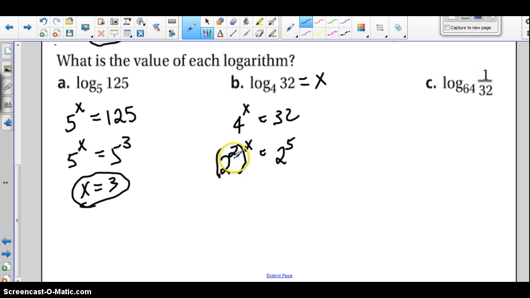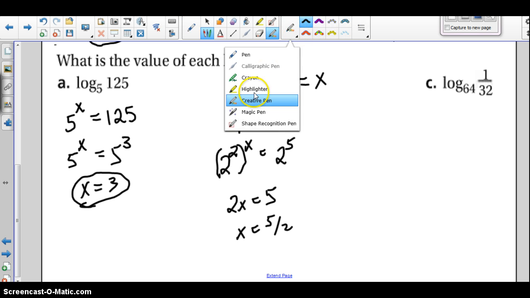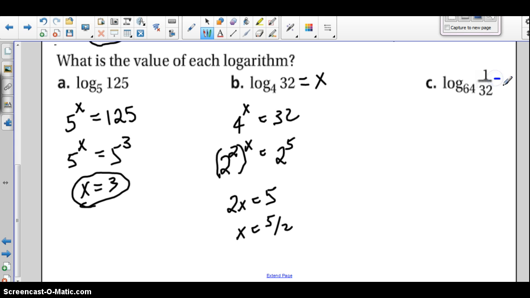Now over here, when you have a power to a power, you multiply the exponents. And here, you're going to use the exponent of 5, since the bases are the same, and then solve for x. Last one here, again, I'm going to use that magic pen over here, just to show you that it does equal x. And I'm going to have 64 to the x equals the value of 1/32.